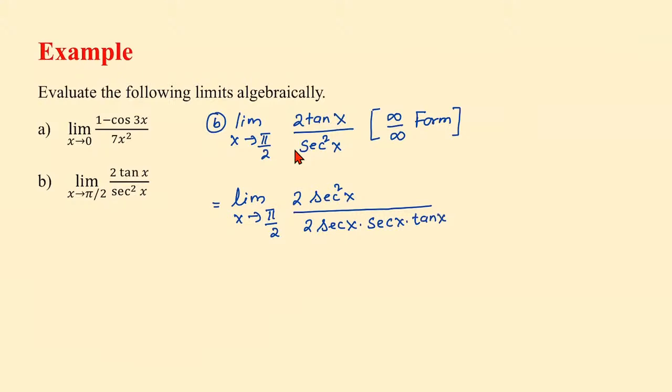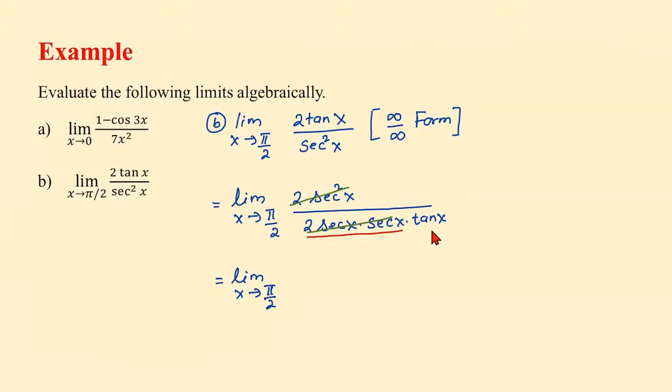Now let's simplify this a little bit before we plug in the value. In the numerator, we have 2 secant x, and also in the denominator, this is 2 secant x. So these 2 secant x will get canceled. So we cancel that 2 secant squared x and this 2 secant squared x. And by canceling that, we get limit as x approaches pi over 2. We get tangent x in the denominator, which is same as 1 over tangent x or cotangent x.